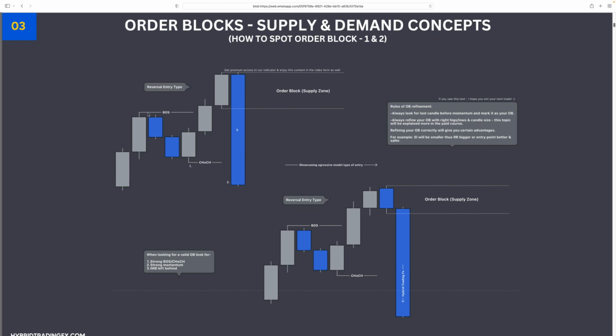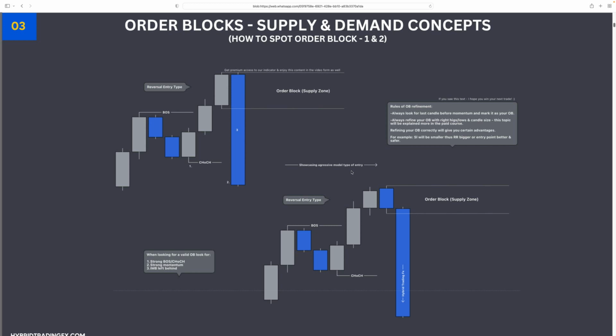So we have an impulse to the upside, a retrace, again an impulse to the upside, and this big candle broke this last low, made a change of character, and this is considered a reversal trade. So our order block is always the last candle before momentum. So we see the momentum here. So we mark this low and this high as an order block. Okay. This example here, again, we're marking this here.